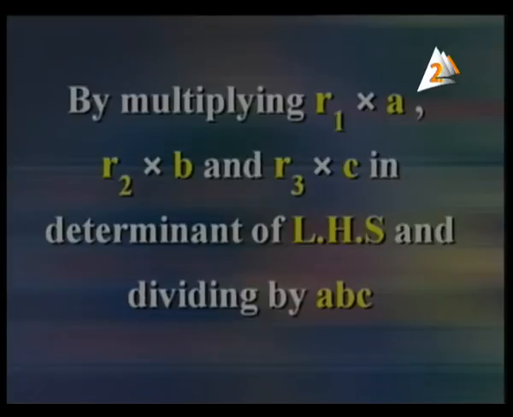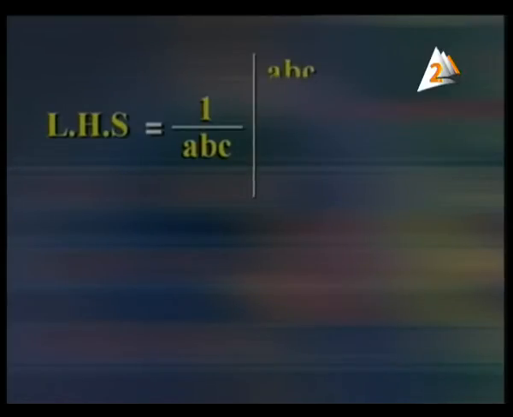Multiplying R1 times A, R2 times B, R3 times C in the determinant of the left hand side and dividing by A, B, C. Remember, dear student, the first row we multiply by A, the second row by B, the third row by C, and after that divide by A, B, C. Look, the left hand side becomes 1 over ABC.